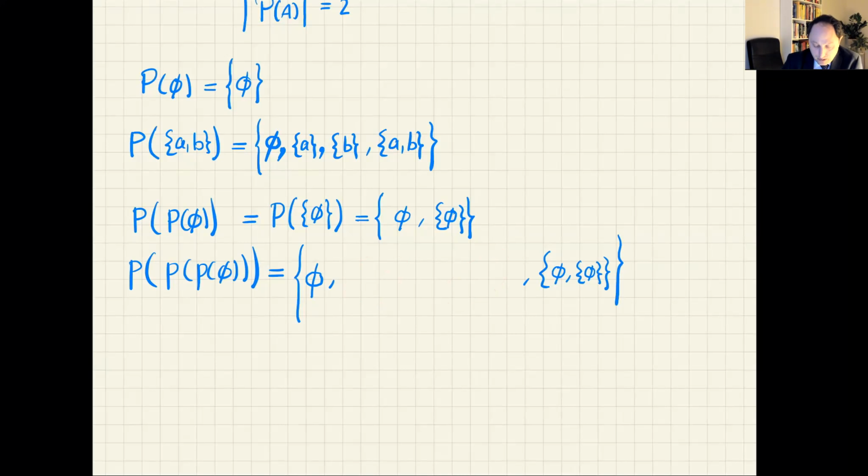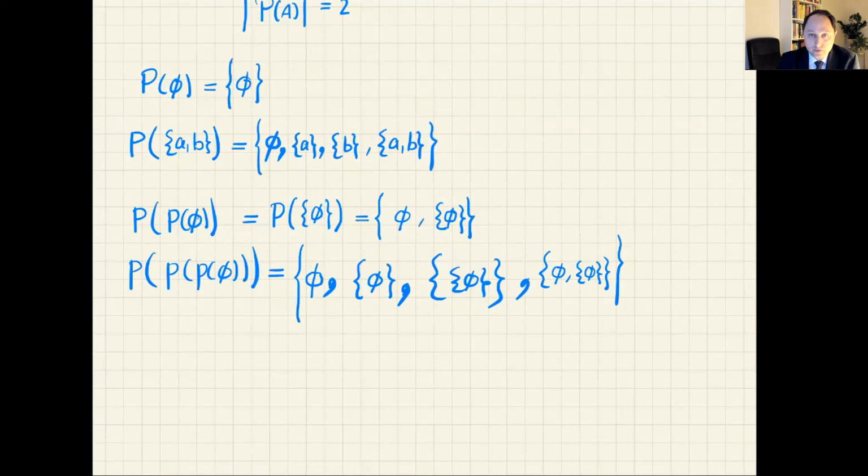So what is the next one that I can put here? The singleton containing the empty set. Exactly, because this would be the singleton containing the empty set. What is the next one? Again, that should be a singleton. The singleton of the singleton of the empty set. Yeah, exactly. So the singleton containing the singleton of the empty set. And that is the only one left. So this is the power set of this set.